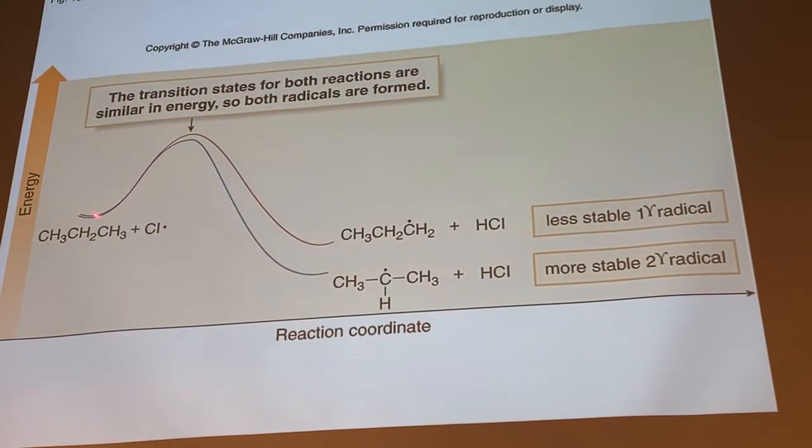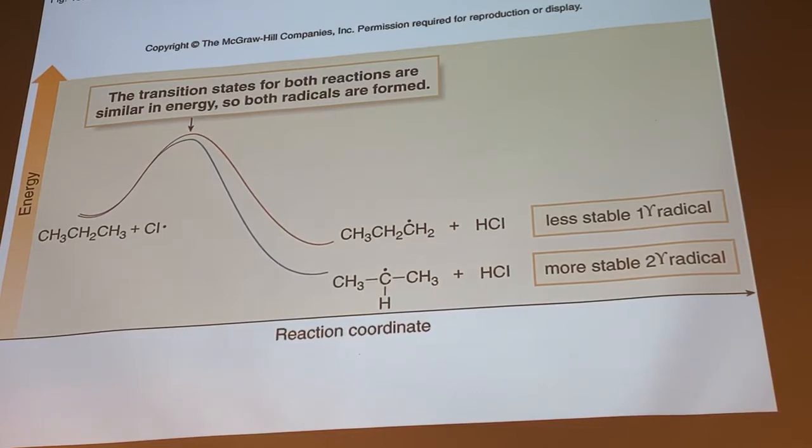So here we have our propane, we have our chlorine radical, we have 2 reaction pathways leading from these species. One, the red pathway leading to the primary radical, plus HCl. The second pathway, the blue pathway leading to the secondary radical, plus HCl. Okay? And so this is an exothermic step. It's only slightly exothermic.